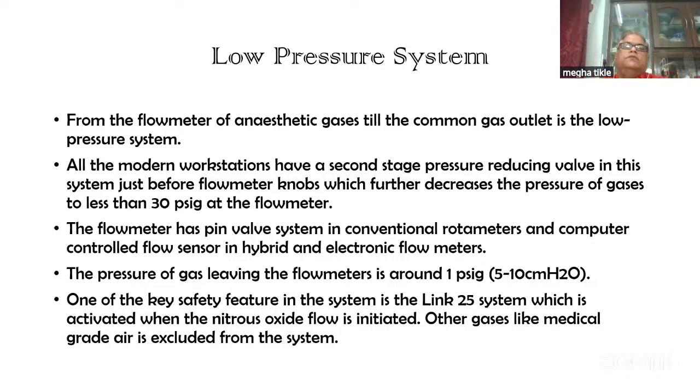The low pressure system will start from the flow meter to the common gas outlet. All modern workstations have a second stage pressure reducing valve just before the flow meter knob, which decreases the pressure of gases to less than 30 psig at the flow meter. To be very precise, it decreases the pressure of oxygen to 14 psig and that of nitrous to around 26 to 28 psig. The flow meter also has a pin valve system in conventional rotameters and a computer controlled flow sensor in hybrid and electronic flow meters. Now, this further decreases the pressure of the gas leaving the flow meter to less than 1 psig. Usually, it is around 5 to 10 centimeters of water that is used in the breathing circuit.